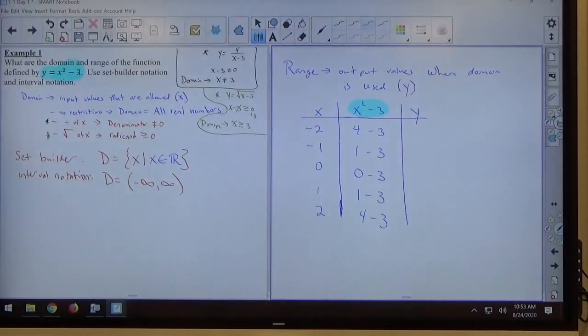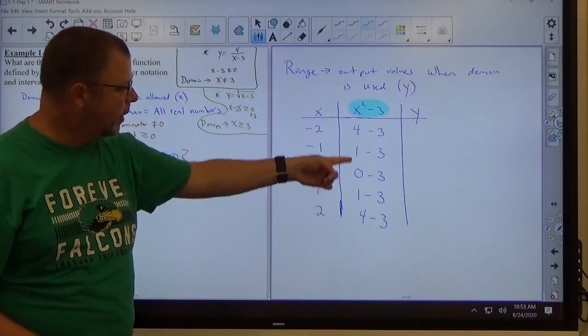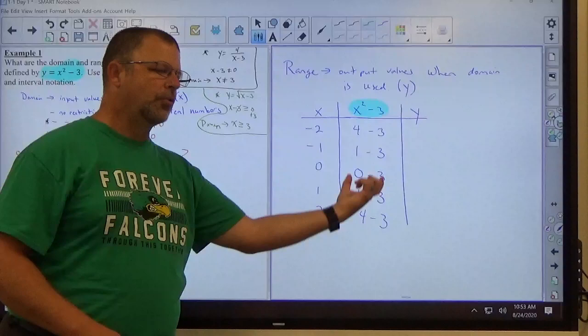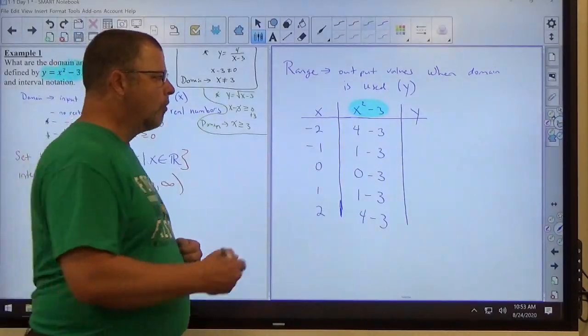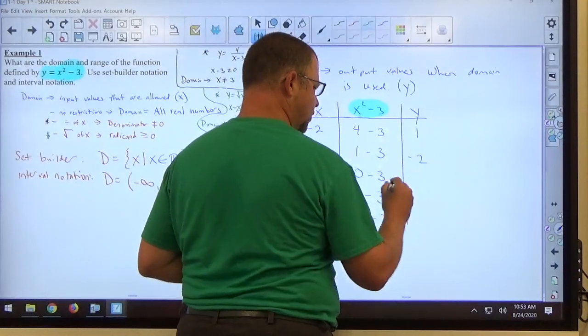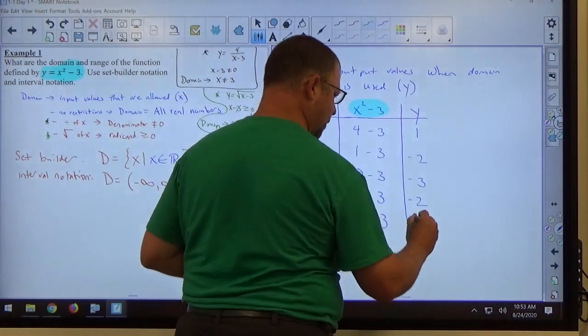So as I'm replacing x with the values over here on the left, I'm evaluating x squared here, and then again the minus 3 is just part of it. So now I'm just looking at a simple subtraction or addition problem here. 4 minus 3 is 1. 1 minus 3 is negative 2. 0 minus 3 is negative 3. 1 minus 3 is negative 2. 4 minus 3 is 1.